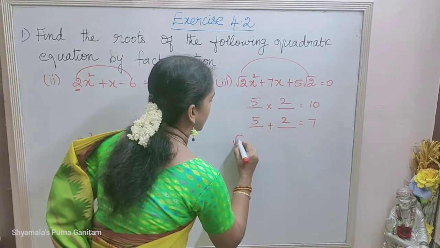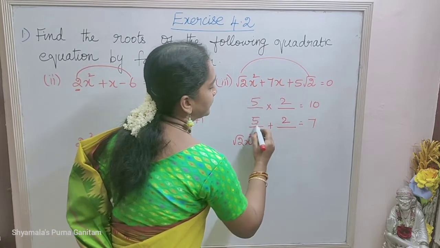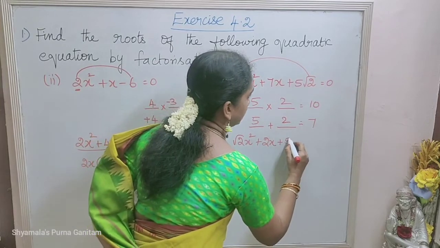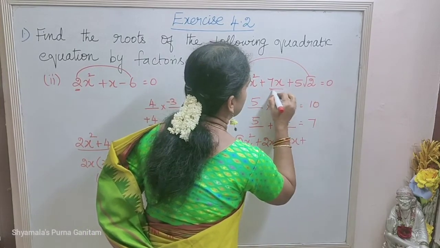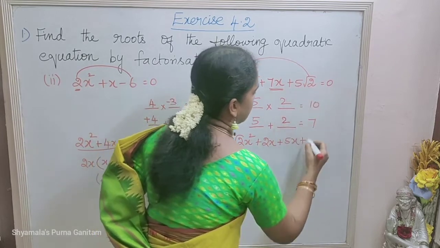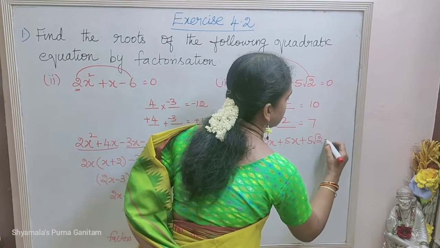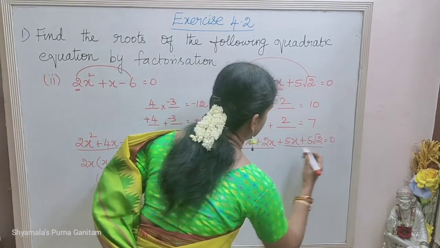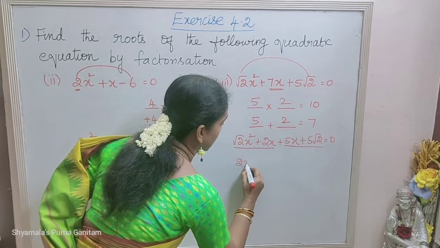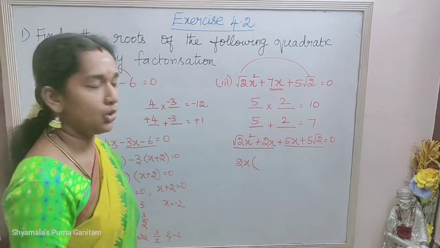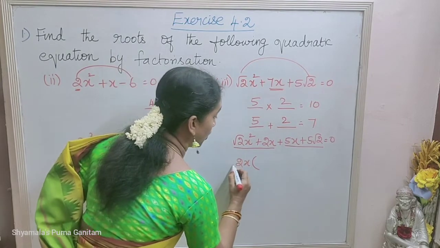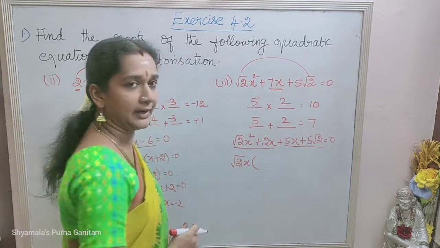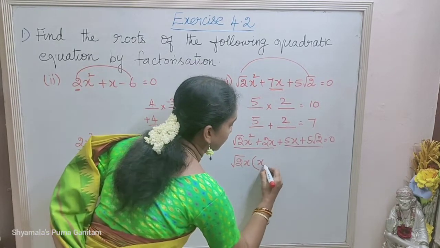Okay, so root 2 x squared, 5 plus 2 is 7. So this 7x, we are writing as 2x plus 5x. Then plus 5 root 2 is equal to 0. Okay, so now you take these first two terms and these last two terms. So in this, root 2 I have to take common. Why? Because here root 2 is there. So root 2x if I take common, balance I will have x only.